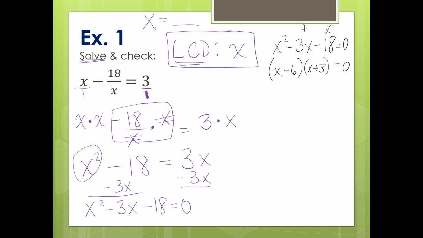Once you get down and it can't be factored anymore, you're going to take each one of those factors and set them equal to 0. And then you're going to solve.